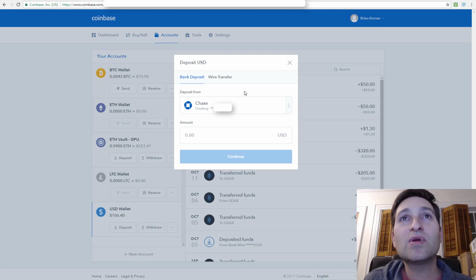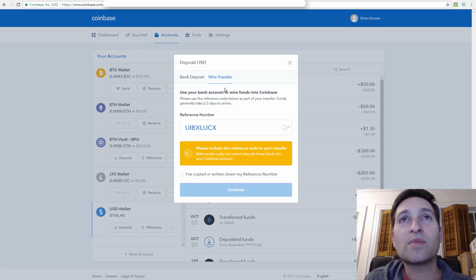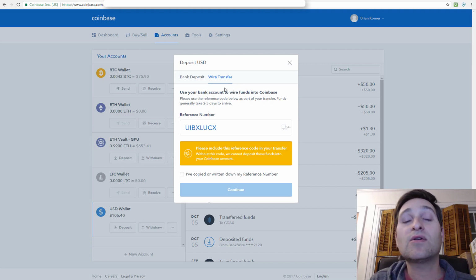The second way of utilizing your account is through a wire transfer. We use wire transfers quite a bit. There are advantages to wire transfers over bank deposits. One of them being is you don't have to wait for your coins, and we can get to that in just a second here. But a wire transfer is a little bit more technical. All I would say is follow all the instructions completely. Don't leave anything out, and follow it very detail oriented.